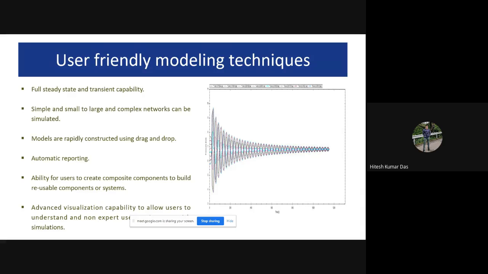Automatic reporting means whatever inputs you are assigning in the file, the simulation is automatically saved in Excel format. It has advanced visualization capability, meaning HMI, human machine interface. A non-technical user can easily see and understand the networks. And in HMI also we can control all the parameters.